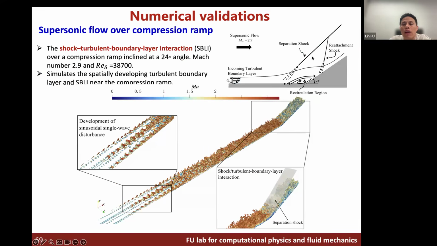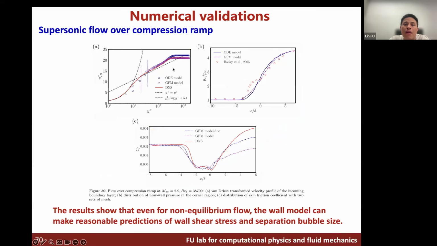For supersonic flow over a compression ramp, you can see again this is the turbulent structure captured. There is a transition process because of blowing and suction at the beginning. So we can capture the shock wave, as well as the separation bubble, etc. And then we compare with the DNS. Again, our model gets a significantly improved prediction in terms of the velocity, pressure distribution, even the Cf prediction.